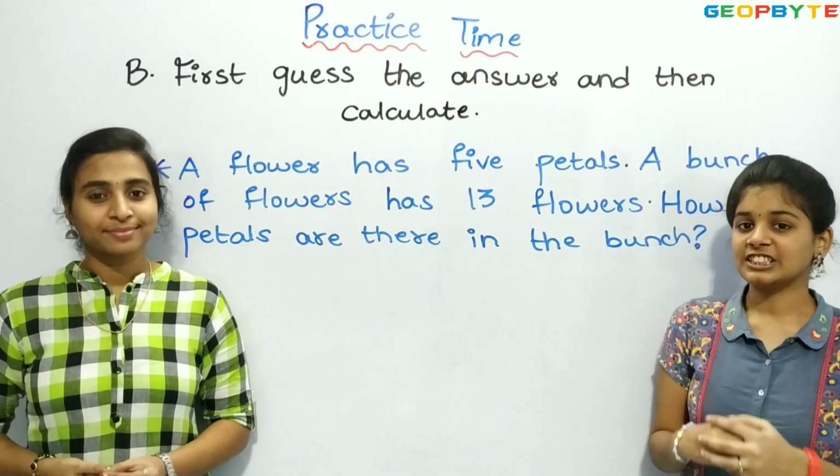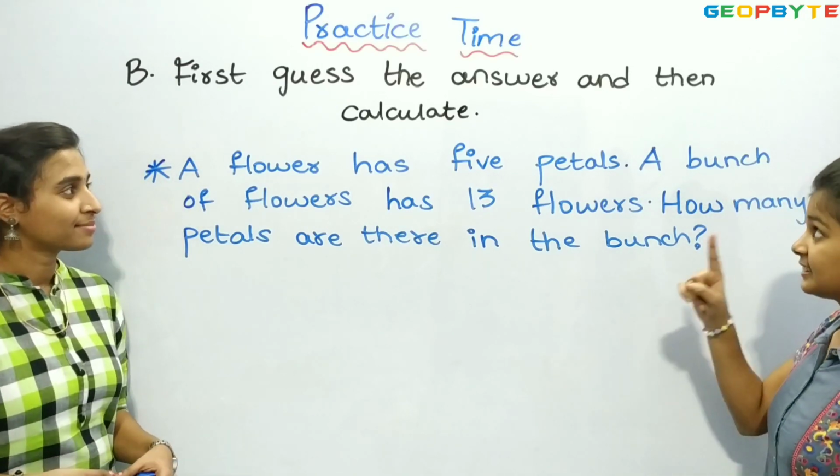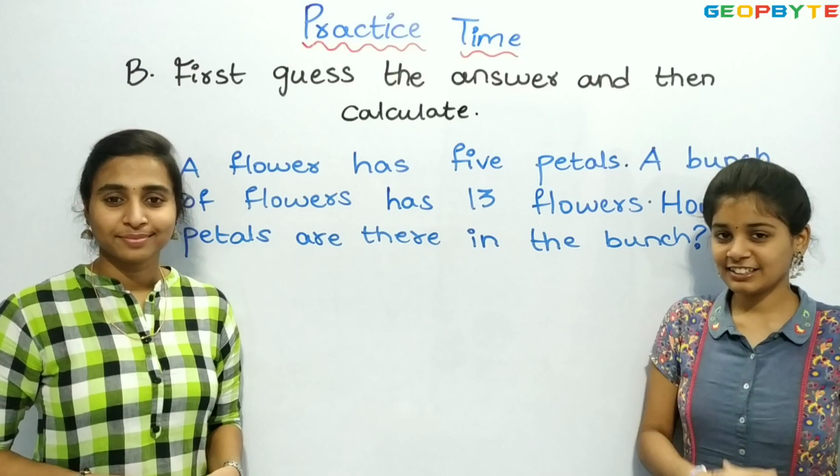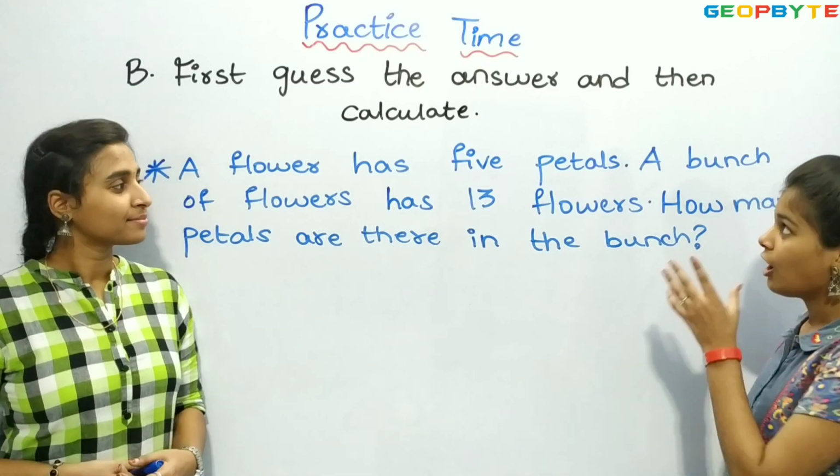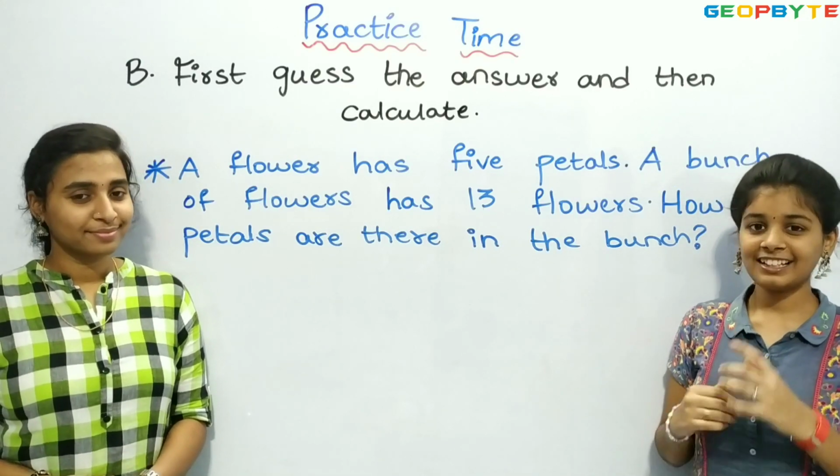In the previous video, we covered the topic multiply of practice time. In this video, let us cover the topic: first guess the answer and then calculate. How many in 23 dozen? Children, first guess the answer and then calculate. Means first we need to guess the answer of the question and then calculate.